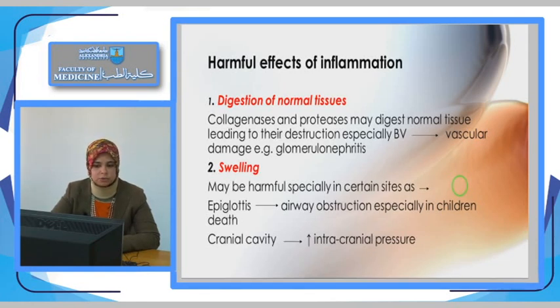First is digestion of normal tissue. In cases of inflammation, tissue injury happens via collagenases and proteases that may digest normal tissue leading to its destruction, especially the blood vessels, leading to vascular damage, as in cases of glomerulonephritis. Glomerulonephritis refers to inflammatory conditions affecting the glomeruli of the kidney, and there is loss of these glomeruli, because we know glomeruli are tufts of capillaries, so they are vascular structures.